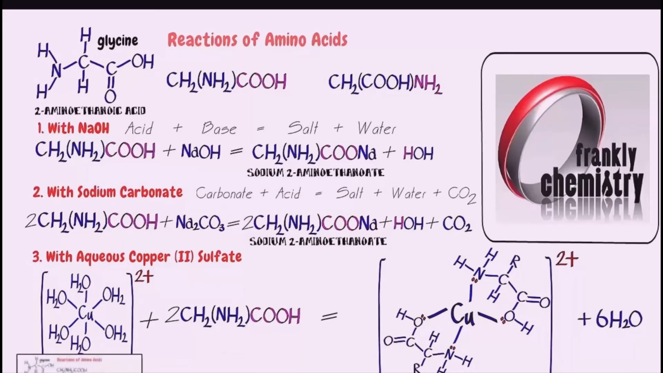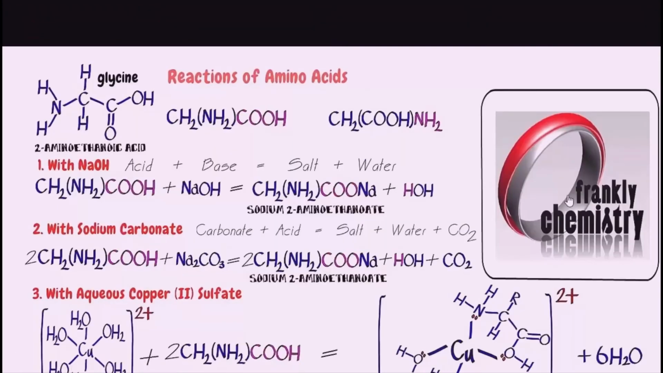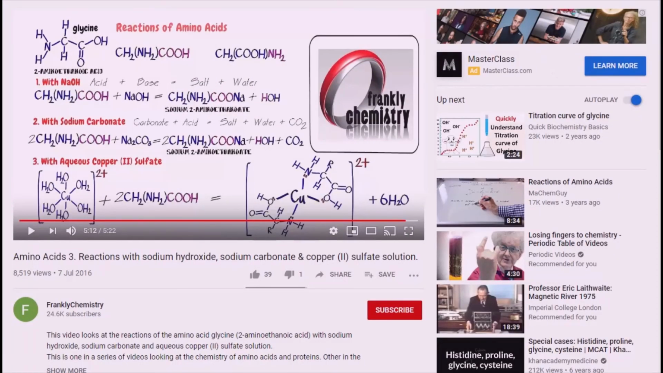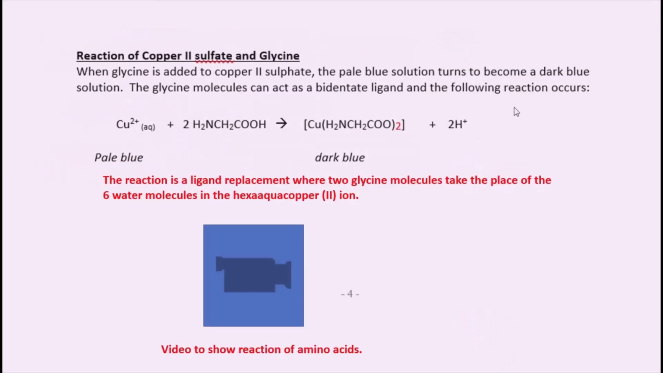Okay, so you will see then that's the reaction with the copper sulfate. So let's get rid of that. So there's our shortened equation of it. So the pale blue copper solution you saw in the video showing as hexa aqua, so copper ions surrounded by 6 water.